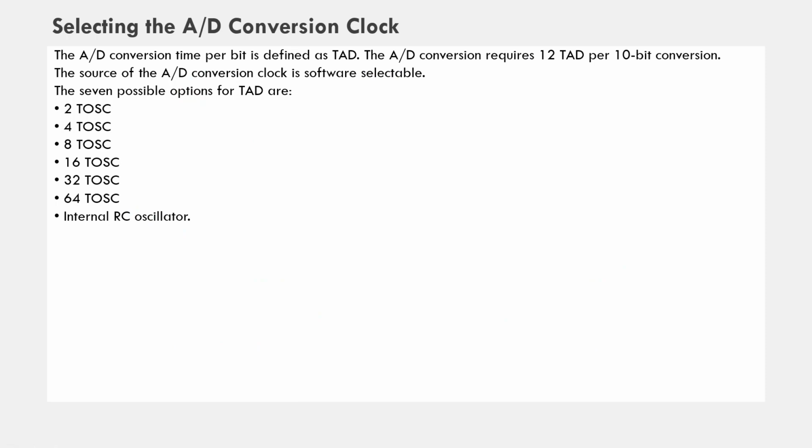Next is selecting the ADC conversion clock. The analog to digital conversion time per bit is defined as TAD, and the analog to digital conversion requires 11 or 12 TAD per 10 bit conversion. The source of the ADC conversion clock is software selectable, and there are a total of 7 possible options: 2 times TOSC, 4 times TOSC, 8 times TOSC, 16 times TOSC, 32 times TOSC, 64 times TOSC, or the internal oscillator.